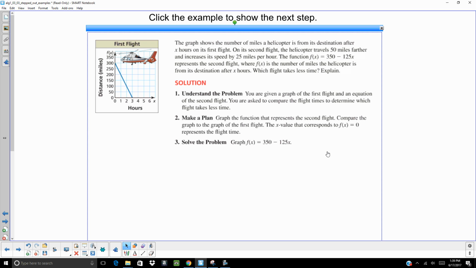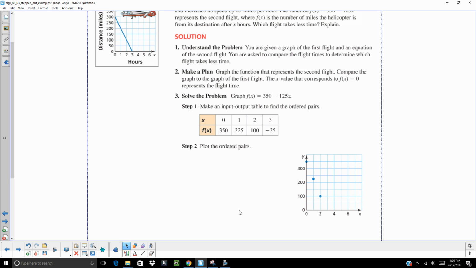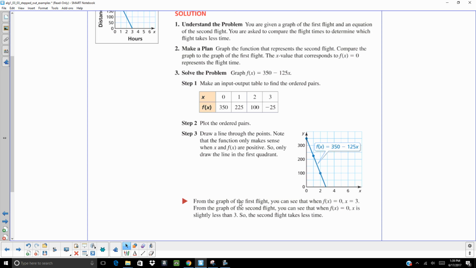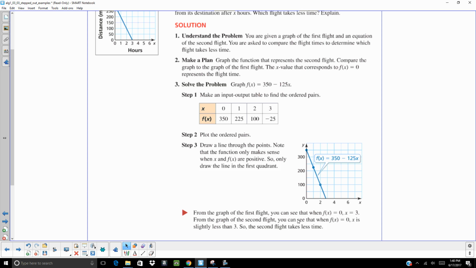So there's our equation. Make an input-output table. And if you notice, we didn't choose any negatives here. Well, because you're dealing with time, you can't have a negative time. Plot those ordered pairs. Draw a line through those points. So from the graph of the first flight, you can see that when f of x equals 0, x equals 3. On the second, when f of x equals 0, it's slightly less than 3. So the second flight takes less time.